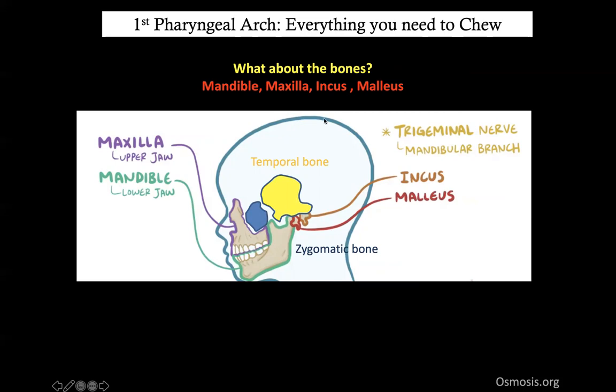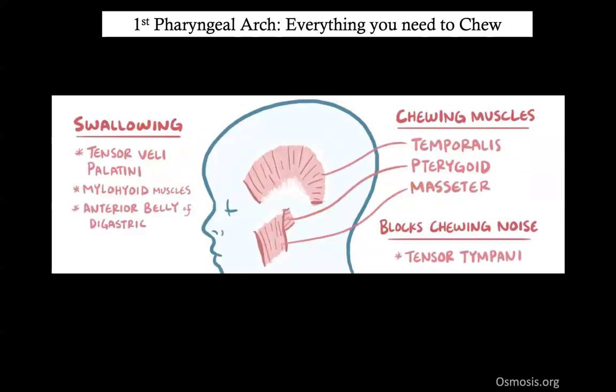This is very important when we put together the development from the arches and from the pouches in understanding the malformation of the ear. And of course, all the muscles for mastication, so masticator muscles. And then we have tensor tympani, mylohyoid, and the anterior belly of the digastric. But basically, the masticator muscles are the most important muscles you need to remember.